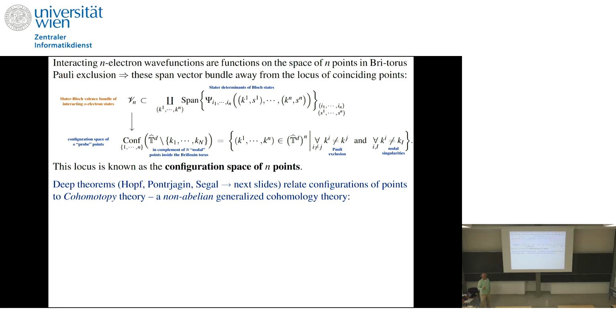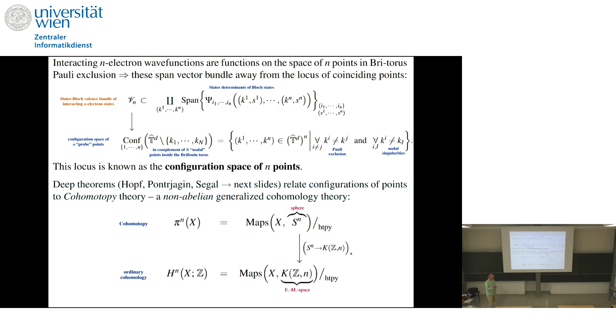But now, this is not actually how we arrived at this originally. This sounds very simple now, I hope it does, kind of with hindsight. But actually, this configuration space picture is part of something larger, which goes a bit deeper. So there are deep classical theorems, ancient theorems, going back to Hopf, this must be 1920s or something, not sure. Pontryagin, 1930s. And then Segal, a little later, maybe 60s, who identify or relate the configuration space of points to this cohomotopy theory. So let me just come back to this point.